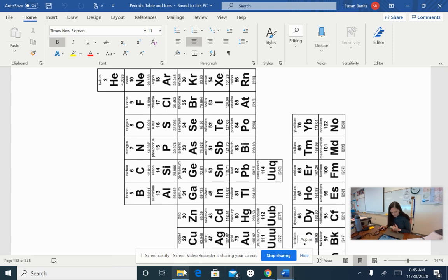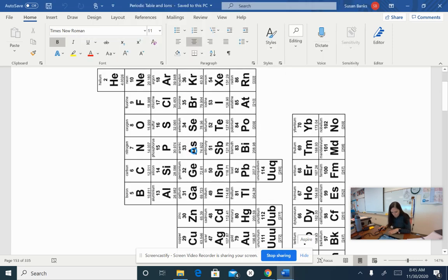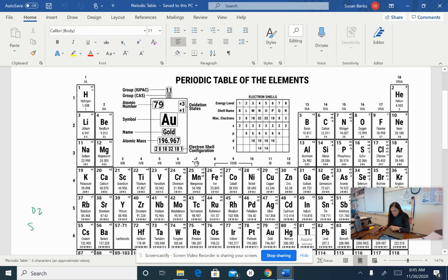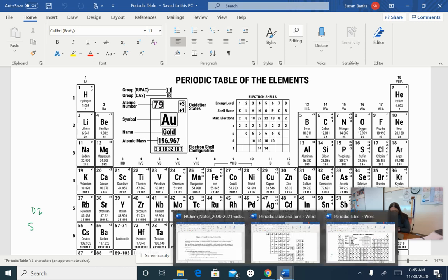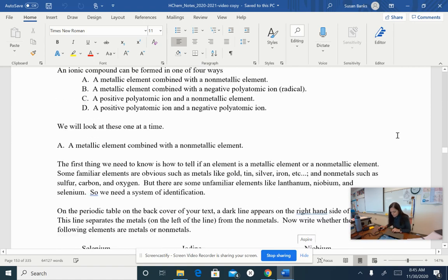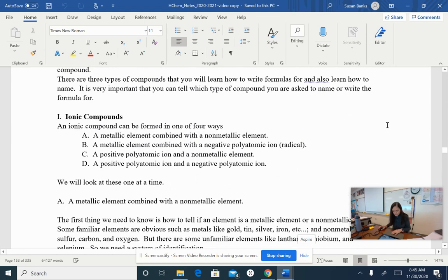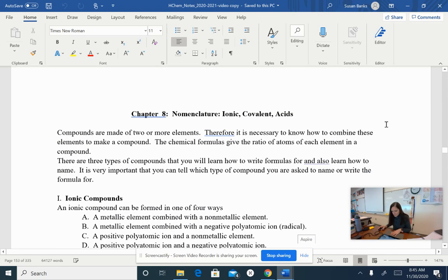Okay, and we're going to also want just a straight periodic table as well. So we're going to have a whole bunch of different sheets that we're going to be using today. Today we're going to start here on, let's see, what page are we at? We're on page 153. So you're going to want to be on page 153.